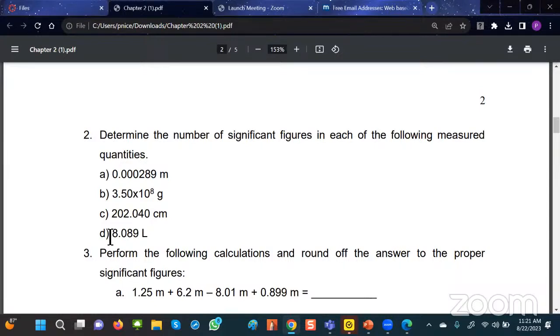So if you have, let's say, a class of 20 students, then that 20 is what we call a counting number. It is not obtained by measuring anything. You simply do a head count of the students, right? That number is an exact number, all right?